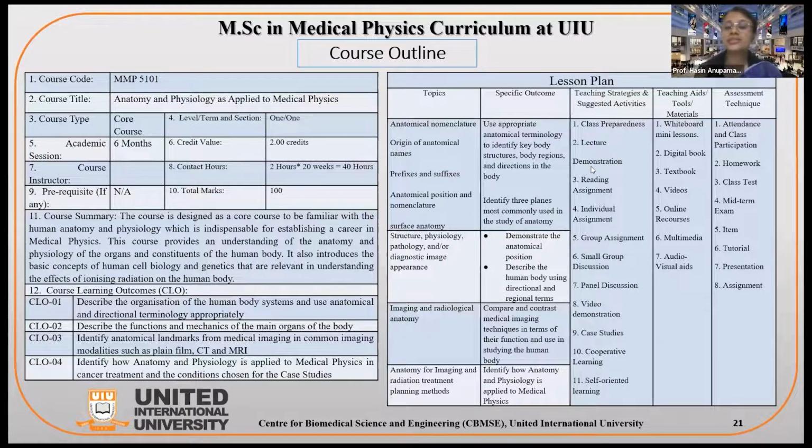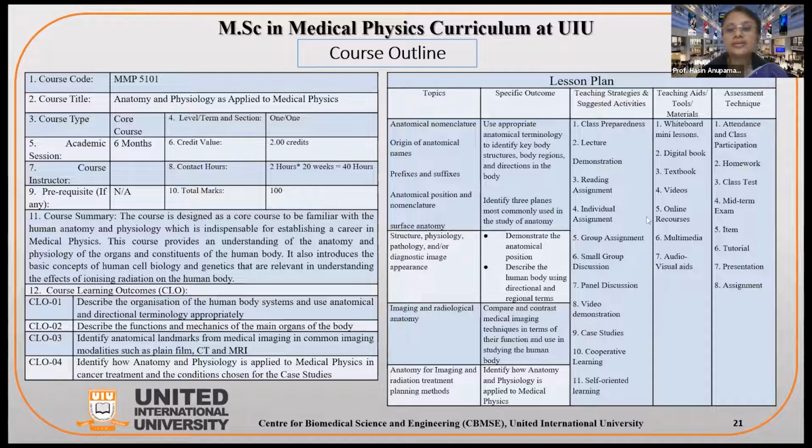We can have a traditional teaching strategy, but we can do it in many ways, through group discussion, group assignment, reading assignment, demonstration, lecture, PowerPoint presentation, even self-study. So how can we do our lesson plan to achieve the specific outcome for each content, and overall for each course and each program? What methods and tools will we be using? What techniques will we be using for the assessment?